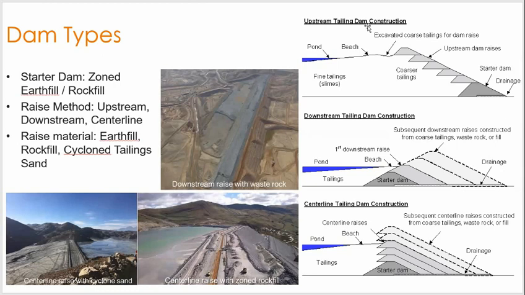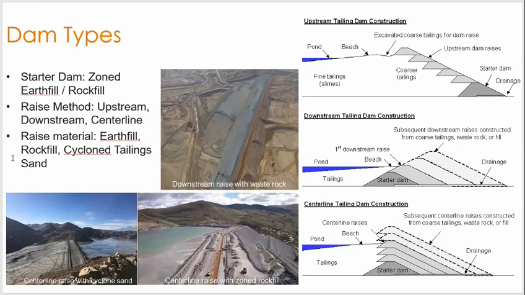The polar opposite of the upstream is the downstream, and that involves moving up and away from the tailings pond with each raise. The difference with this one is that it is extraordinarily more expensive because you can imagine the volume of material increases exponentially with each dam raise. And you can meet in the middle and do a centerline raise, which the facilities in Peru that I work a lot on both are.